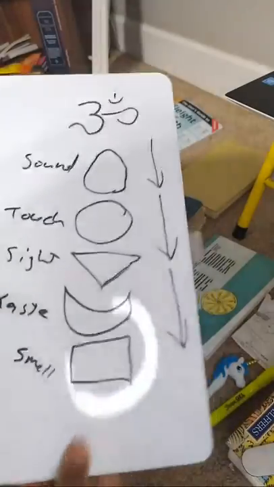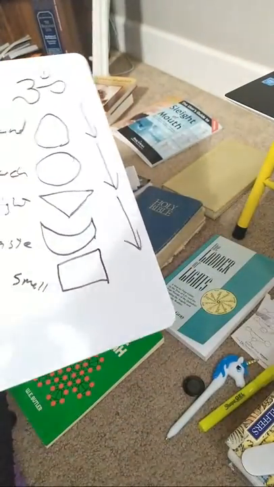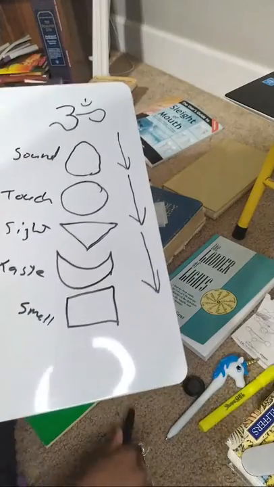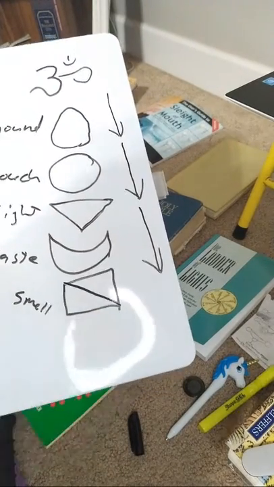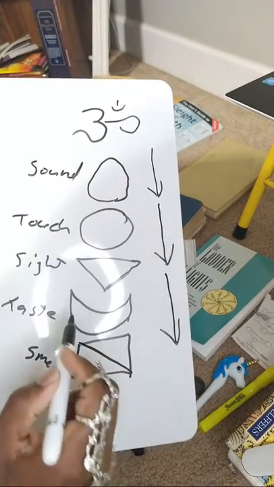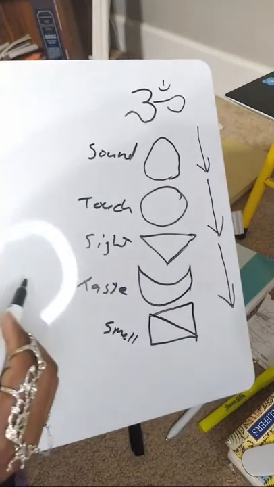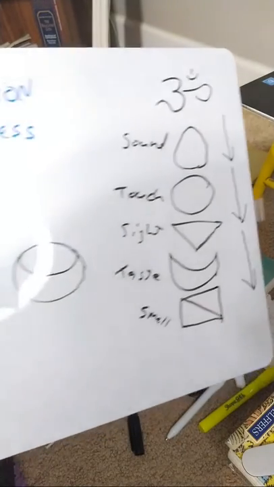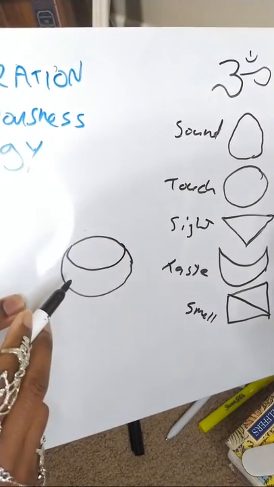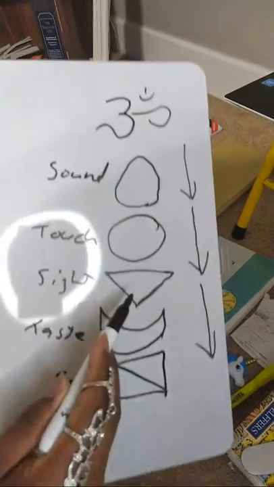Honestly, even these would be a representation of triangles and circles, right? You got two triangles here. You got two circles here. We can do it like this, because it's sometimes drawn that way. Triangles and circles.